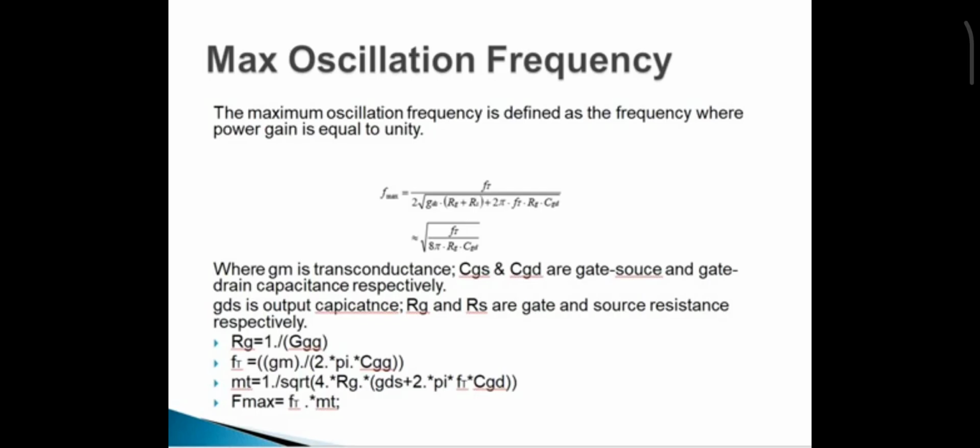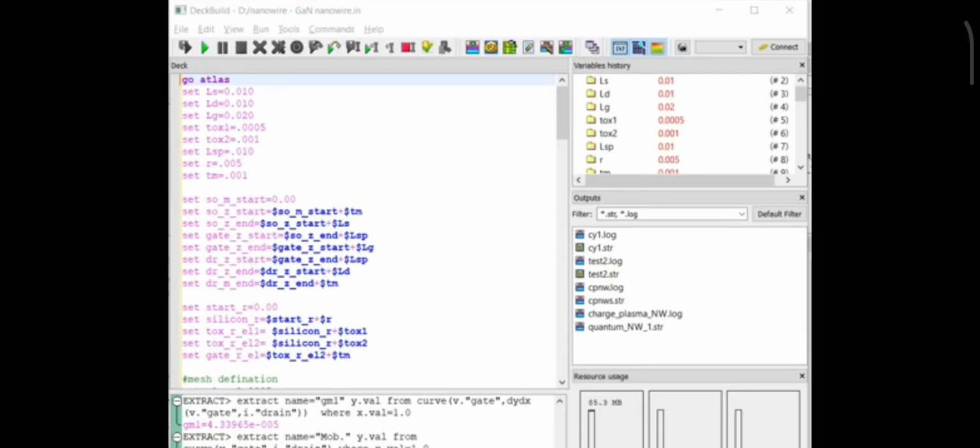Let's go to the code. Again, start from the Go Atlas. This time I am using a variable parameter code. The advantage of this variable parameter code is no need to change the meshing, doping and electrode positional parameters while changing the geometric parameters such as length, width of the device, or you can change the thickness of the oxide. If you are changing the gate length and thickness of the oxide, the code will automatically adjust meshing, doping and other statements in the Atlas input file.